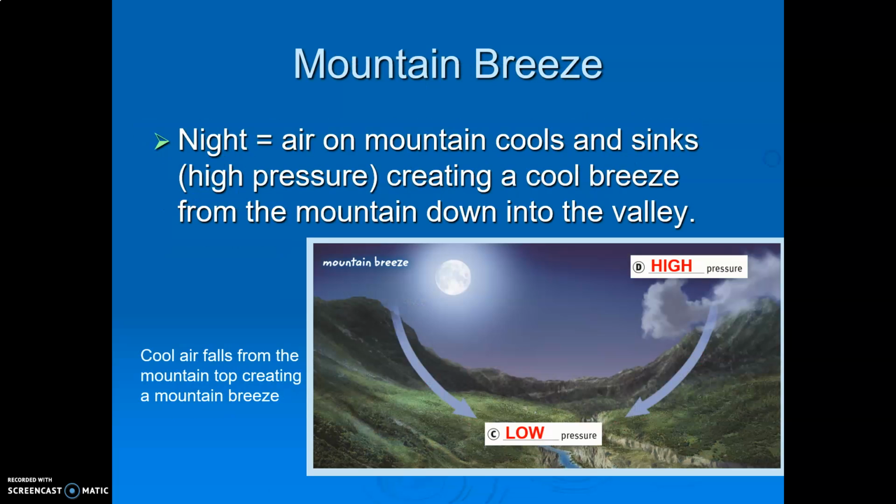When at night, that's the opposite. The air on the mountain is going to cool down, and it's going to sink. So it's going to go from the high pressure here at the top all the way down, creating the mountain breeze where it's cooler from the mountains blowing down. The cool air falls, creating the breeze.